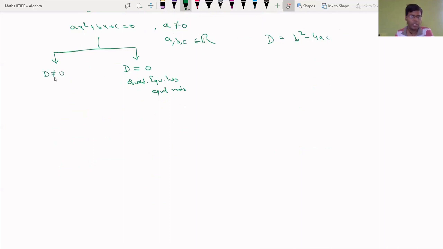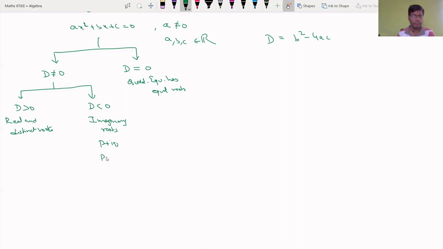When the discriminant is not equal to 0, again we have two cases. In one case, the discriminant is greater than 0; in the other case, the discriminant is less than 0. When the discriminant is greater than 0, we will have real and distinct roots. And when the discriminant is less than 0, we will have imaginary roots. So when I say imaginary roots, they will be of the form p plus iq and p minus iq.